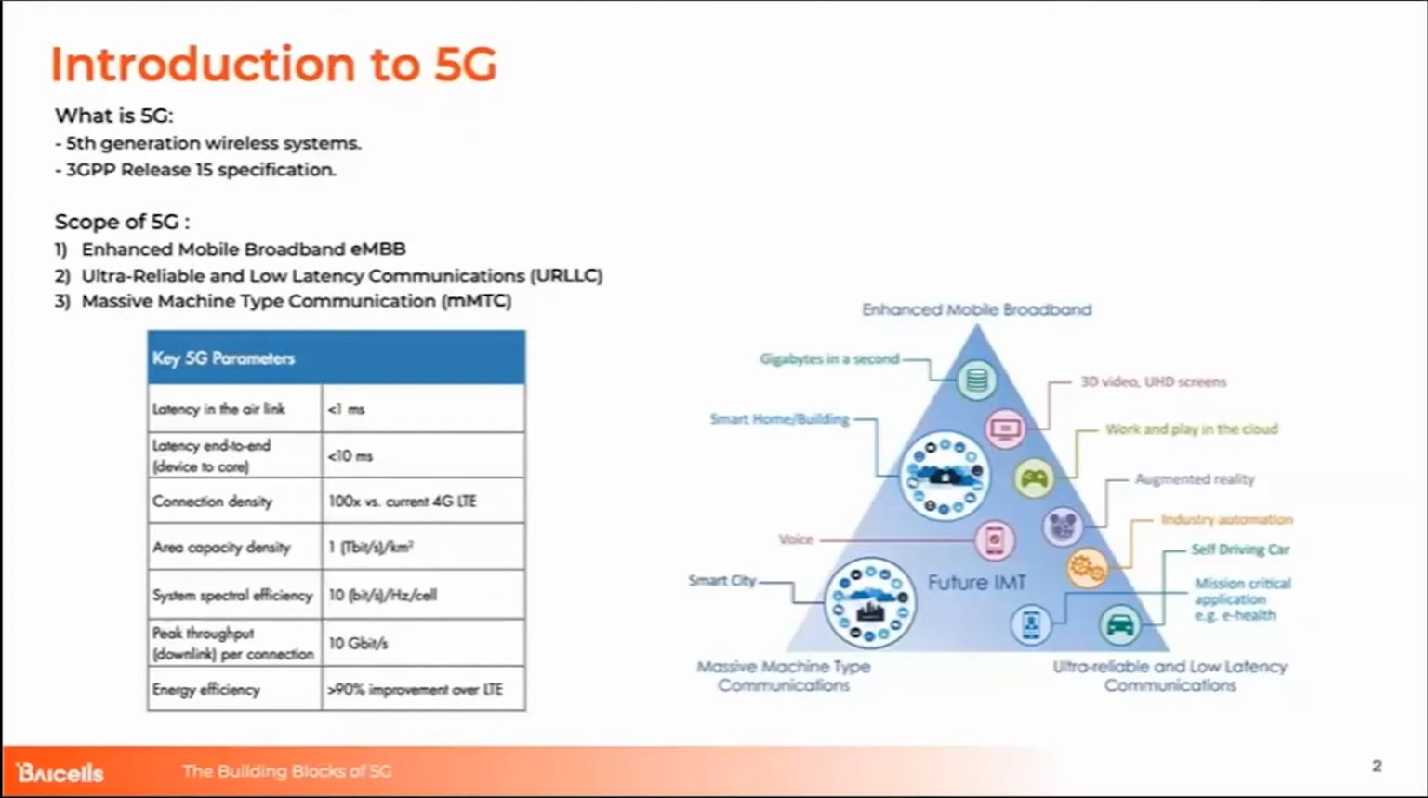And then the second driving factor behind 5G is what's called URLLC, which is ultra-reliable and low latency communication. Some of the applications that utilize this pillar or feature are self-driving cars and robotics, for instance surgeries. Any mission-critical application that depends on low latency falls under this category.